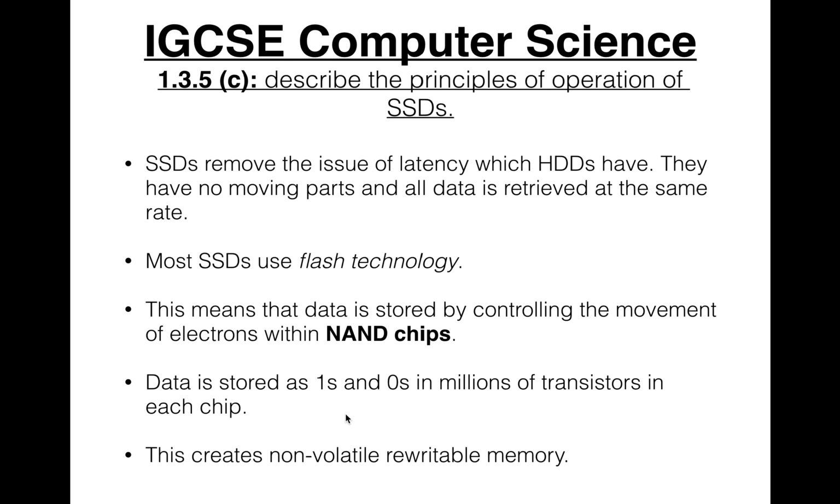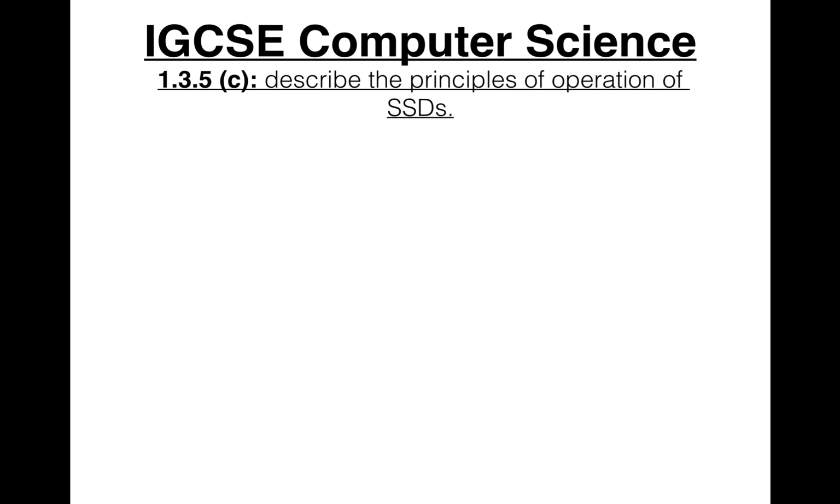And we looked at volatile RAM. We looked at non-volatile ROM. Non-volatile ROM couldn't be written to, and RAM could, but RAM was volatile. So if you turn the power off, then all the data would be lost. So now we have non-volatile, rewritable memory. And this is pretty cool stuff.